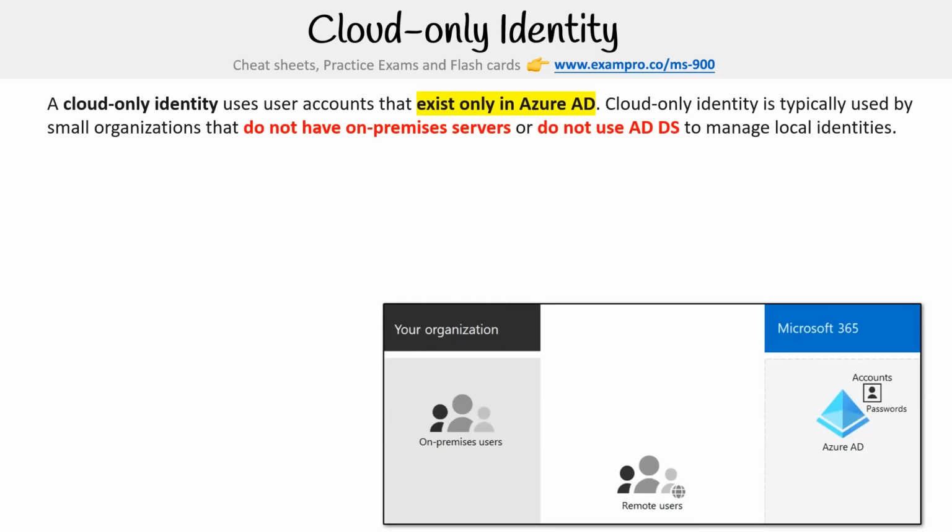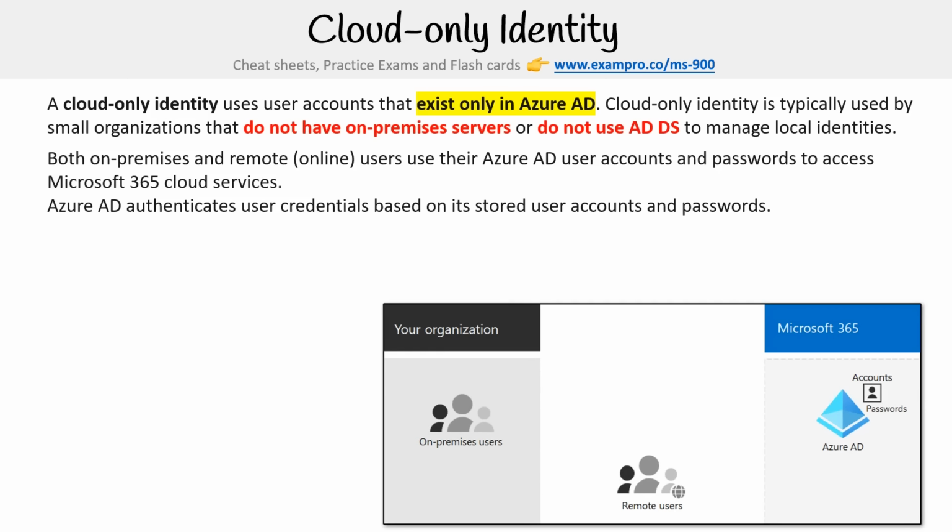Hey, this is Andrew Brown from ExamPro, and we're taking a closer look at the cloud-only identity model. So, a cloud-only identity uses user accounts that exist only in Azure AD. It's typically used by small organizations that do not have on-premises servers or do not use AD DS to manage local identities. Both on-premises and remote users use their Azure AD user accounts and passwords to access Microsoft 365 cloud services. Azure AD authenticates user credentials based on its stored user accounts and passwords.